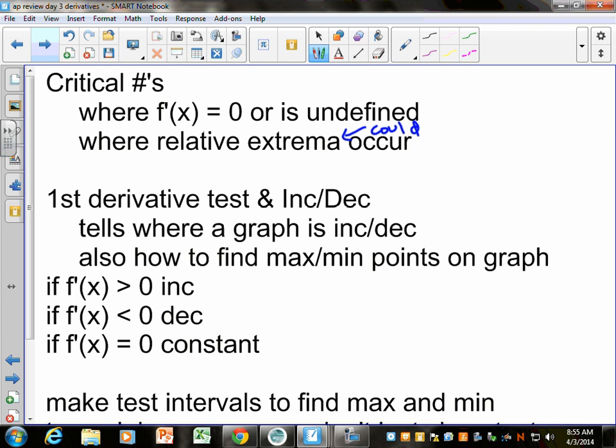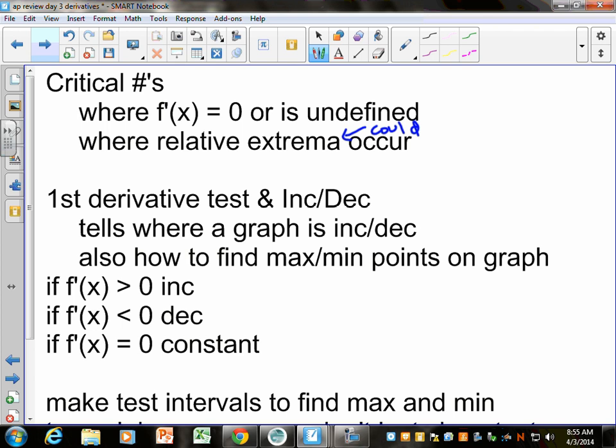There's other ways to test, second derivative test. But for the most part, first derivative test is what we like. It's because we learned it first. We did it the most. And that tells us increasing and decreasing. Remember that where your derivative is positive is increasing, where your derivative is negative is decreasing, and where your derivative equals 0 means it has a slope of 0 or it's constant.